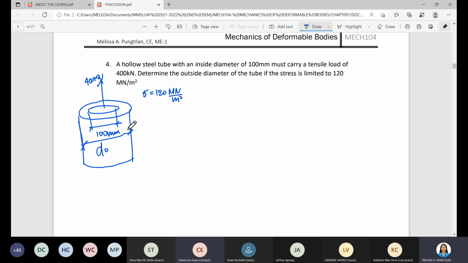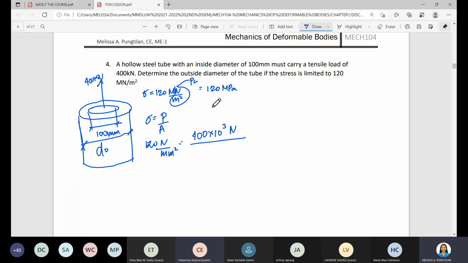Okay, so, ang gagawin lang natin dyan, direct substitution lang. We have P all over A. So, the stress is 120. So, Newton per square meter is Pascal. So, this is also equal to 120 megapascal or 120 Newton per square millimeter. So, yung ating P is 400 kilonewton or 400 times 10 raised to 3 Newton. So, ano yung magiging resisting area?